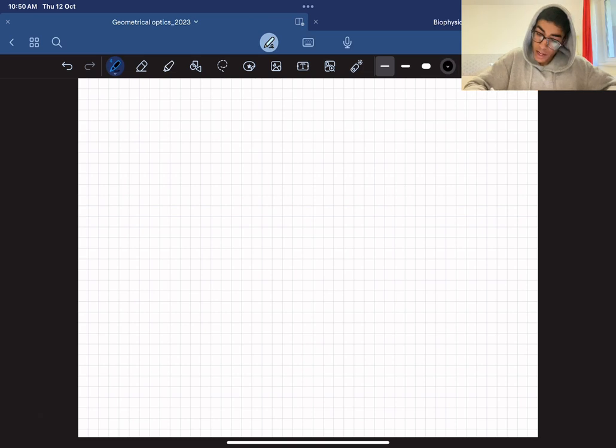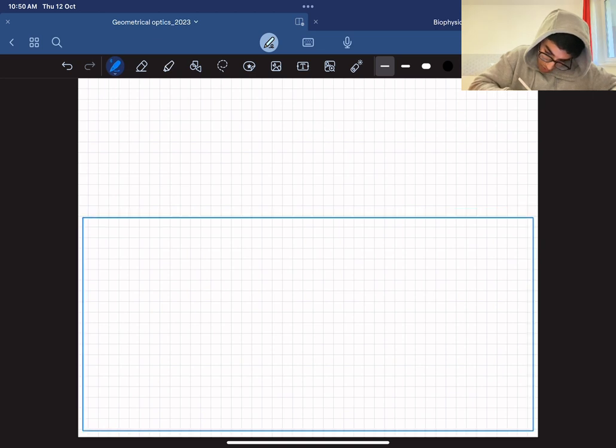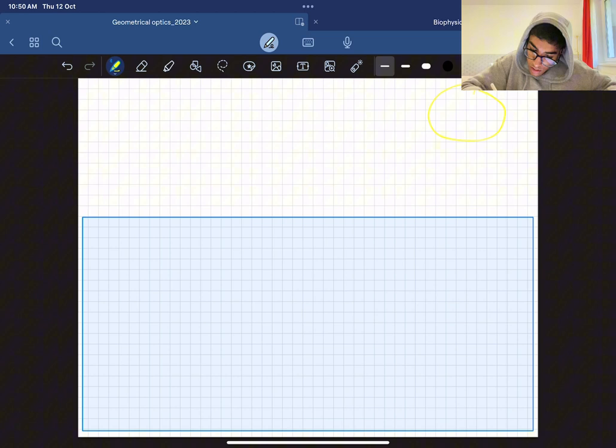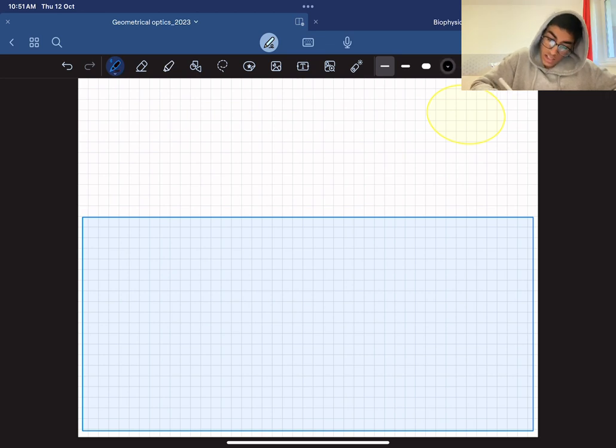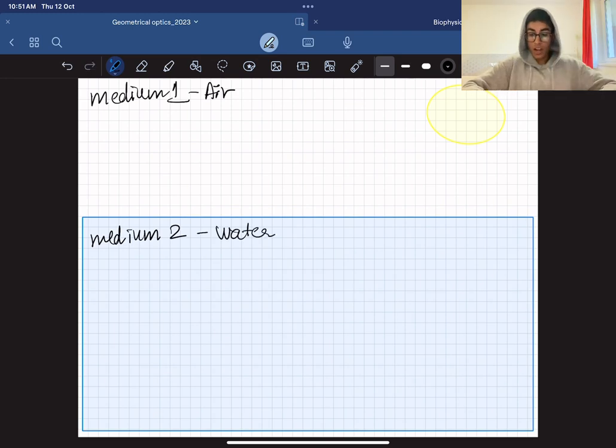We have a medium right here. Let's say I divide this whole section over here. This is the water. We have our sun here, shining bright, and we're going to take a ray from the sun. Medium one is the air, and this is medium two, that is water. Now let's look at our ray.